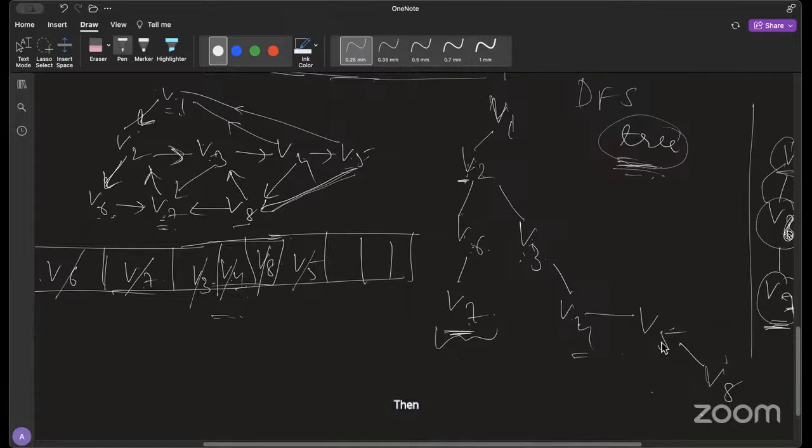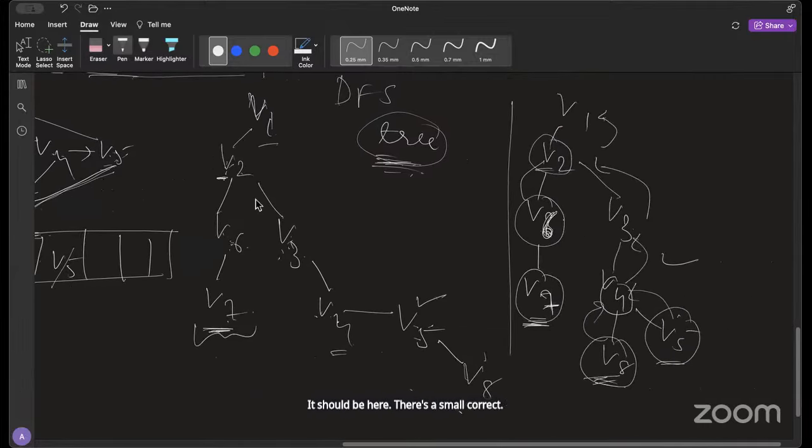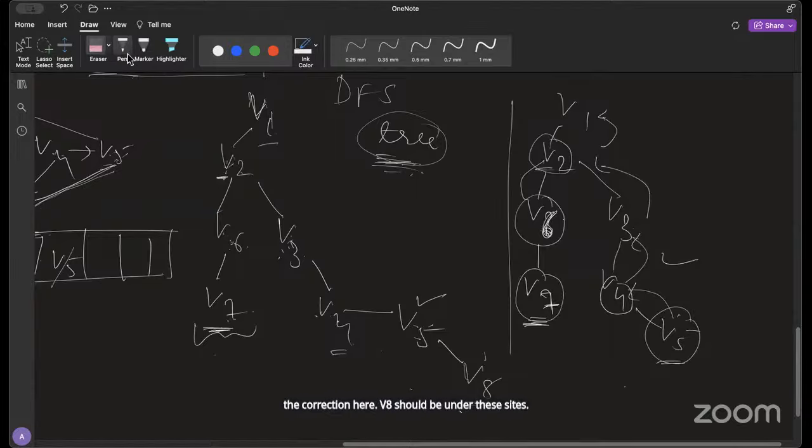Then V5 is also done, because V8 and V1 have been mentioned. Then you trace back to V4, then to V3, then to V2. There's a small correction here: V8 should be under V5, because we weren't done exploring these.